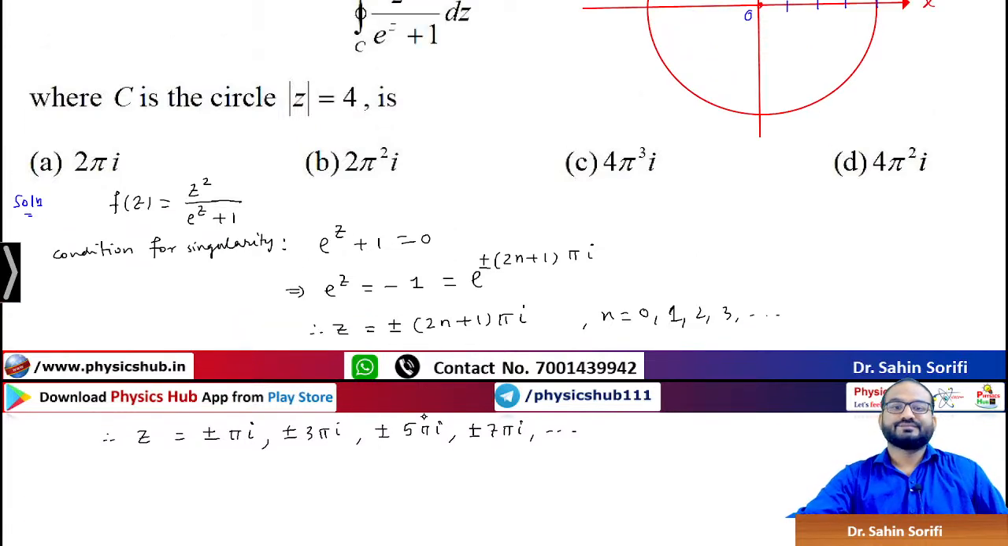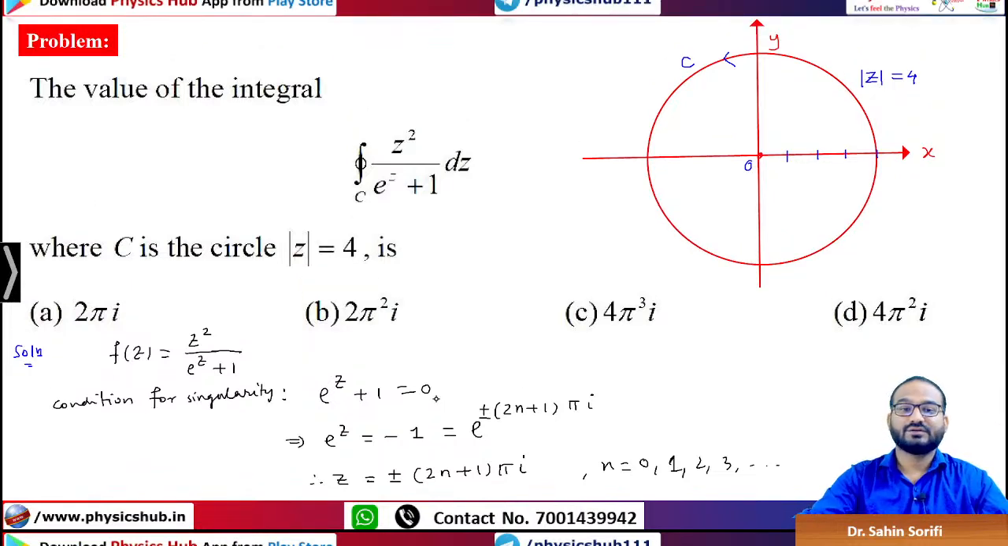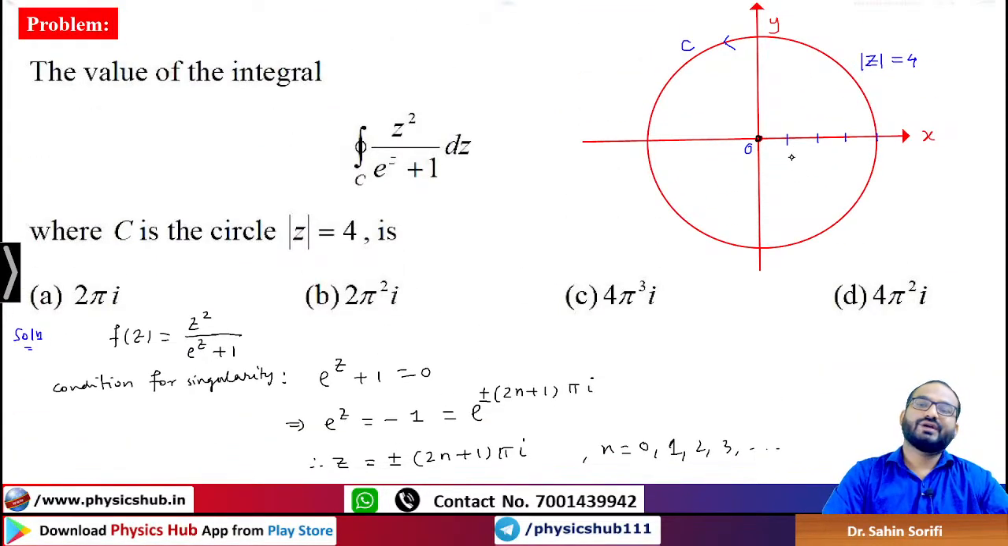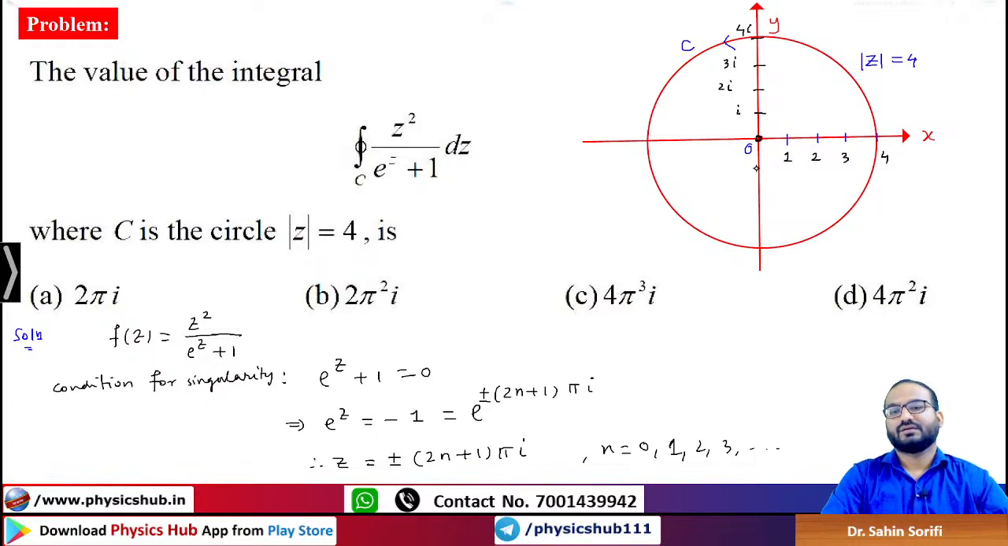Remember this once again. We have to consider only those poles which are lying inside the contour. Here the contour is a circle centered at the origin having radius |z| equals 4. So which of these poles are lying inside the contour? Look, when you go along x, we go like 1, 2, 3, 4. When you go along y, we go like i, 2i, 3i, 4i, minus i, minus 2i, minus 3i, minus 4i.